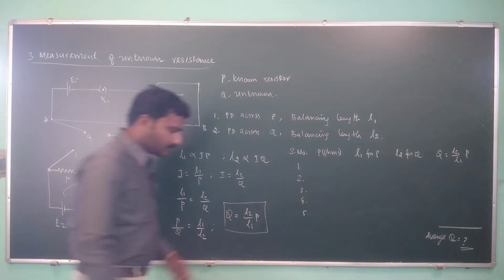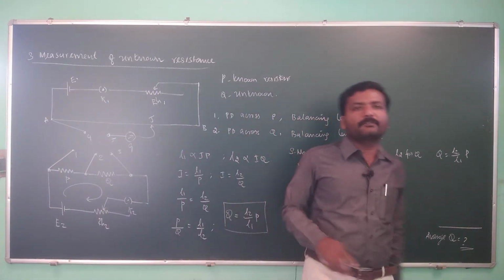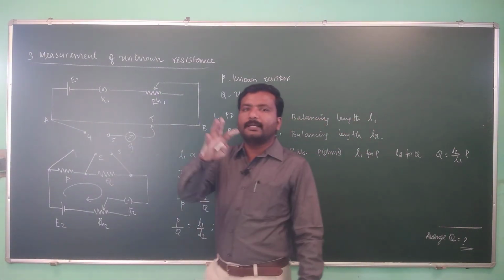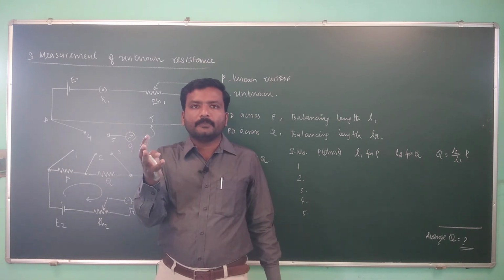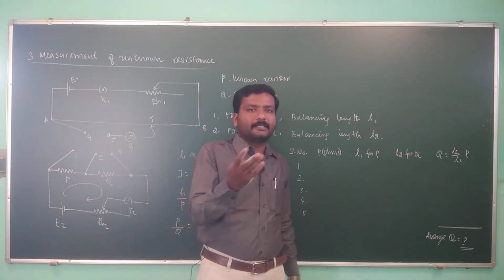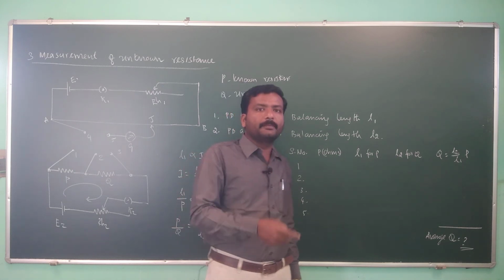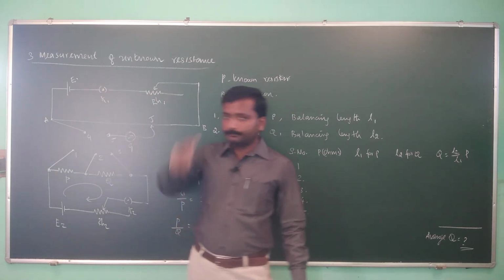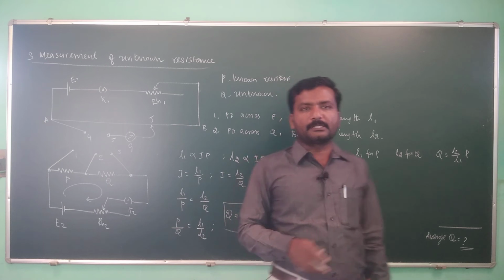So in this lecture, we have discussed three different topics. One is how to calibrate the low range voltmeter. Second point is how to calibrate the high range voltmeter, and the third point is measurement of unknown resistance.